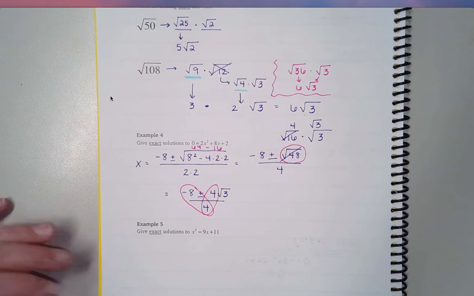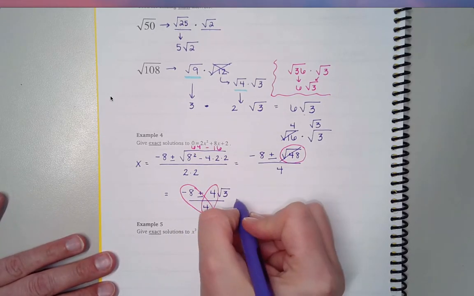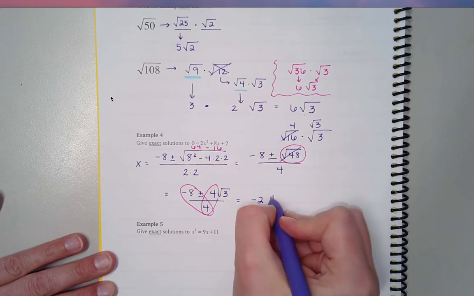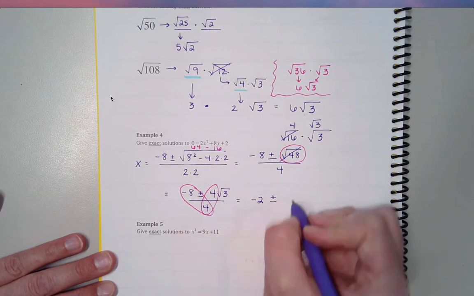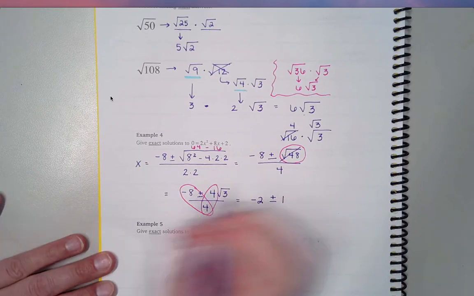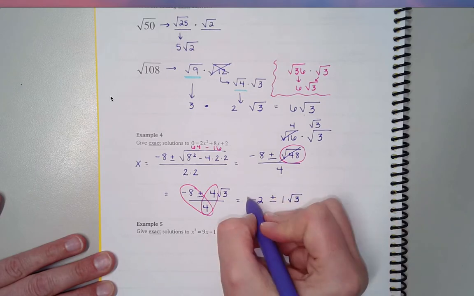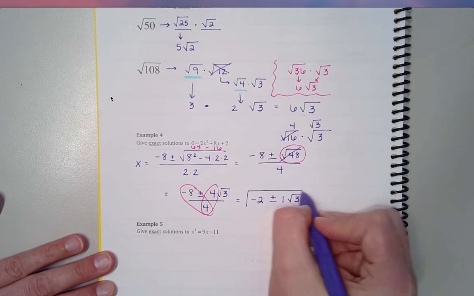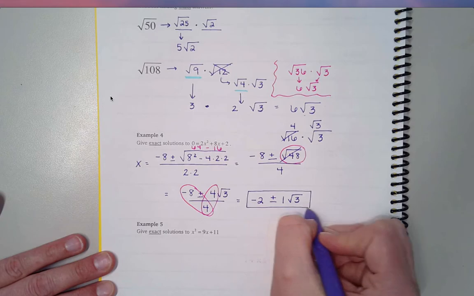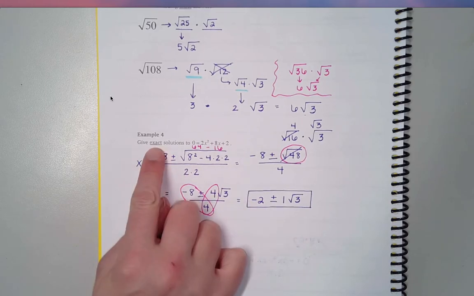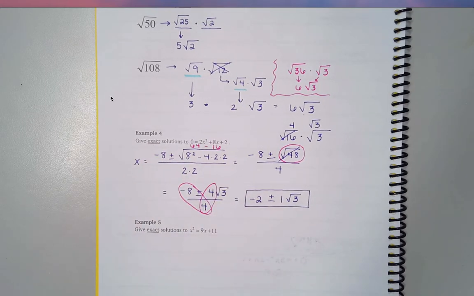Okay? So negative 8 divided by 4 is negative 2. I'm going to keep my plus or minus in there. And then 4 divided by 4 is 1, which you don't actually need to write down. And the square root of 3 just stays square root of 3. And this right here would be my exact solution. This is what I would want to write down as my exact answer. I could plug that into a calculator and get the decimal version if I wanted it, but because this asks for an exact answer, that's where I'm leaving things.